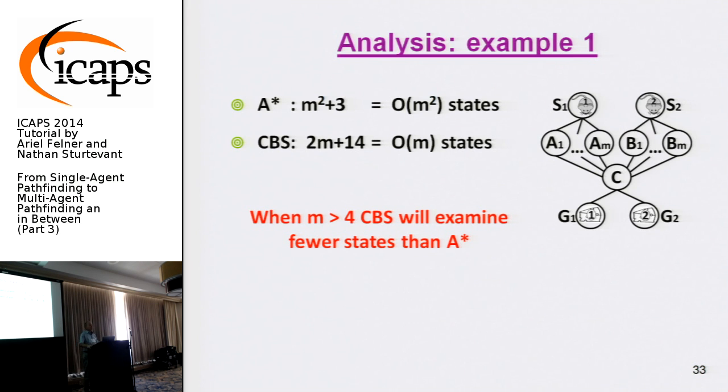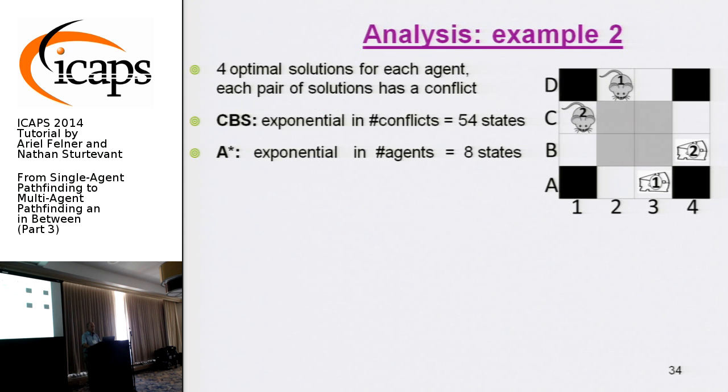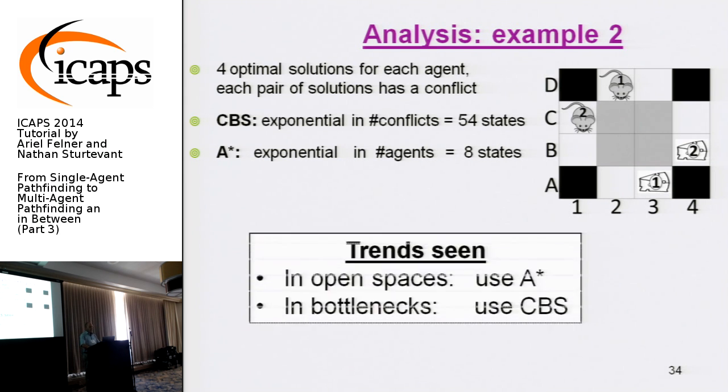But if I want to analyze it, it turns out that while A-star is doing M squared states here, CBS is doing everyone separately, so it is doing linear time here. On this specific example, it is much faster. On the other hand, we have another example of an open space where CBS is exponential in the number of conflicts, while A-star is exponential in the number of agents. CBS expands 54 states here, while A-star expands only 8 states. So if you have open spaces, use A-star. If you have bottlenecks, use CBS.